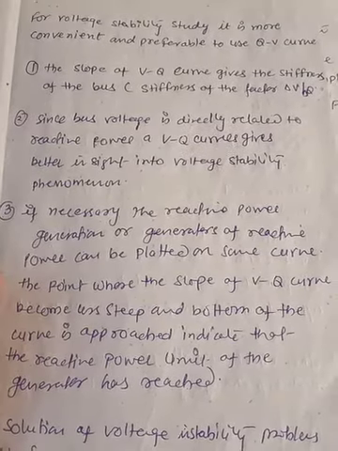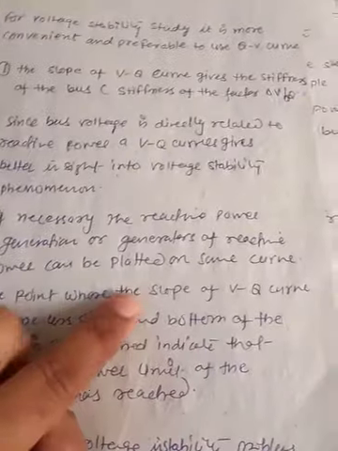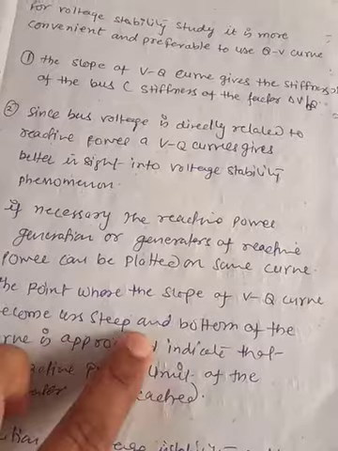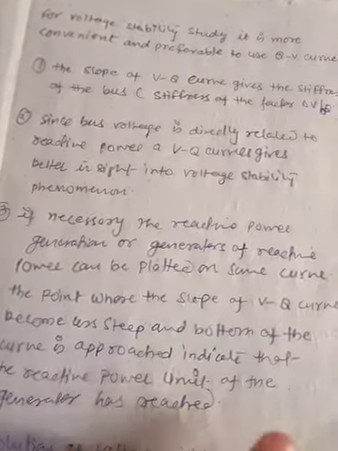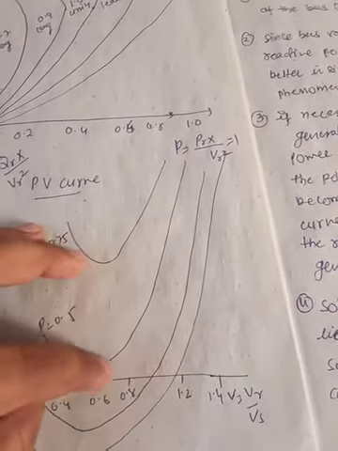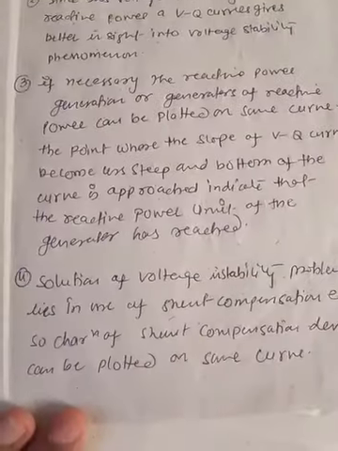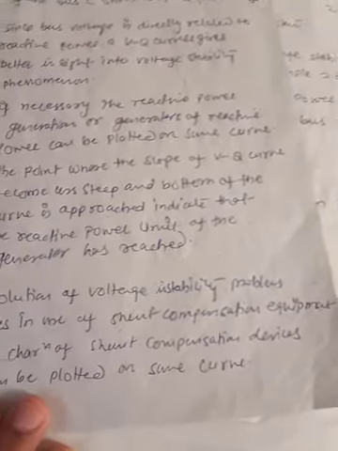Third one is, the reactive power generation, or generators of reactive power, can be plotted on the same curve. The point where the slope of the VQ curve becomes less steep and the bottom of the curve is approached indicates that the reactive power limit of the generator has reached. So this is the maximum limit, here the reactive power limit has reached.